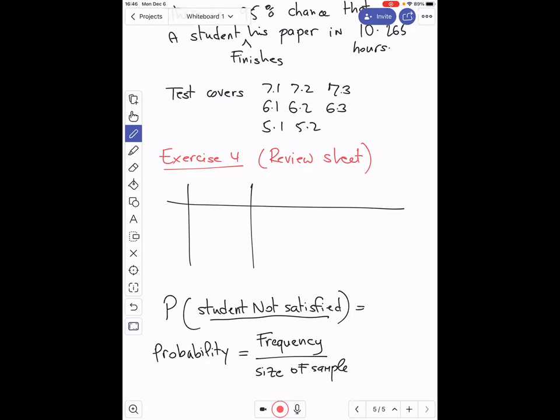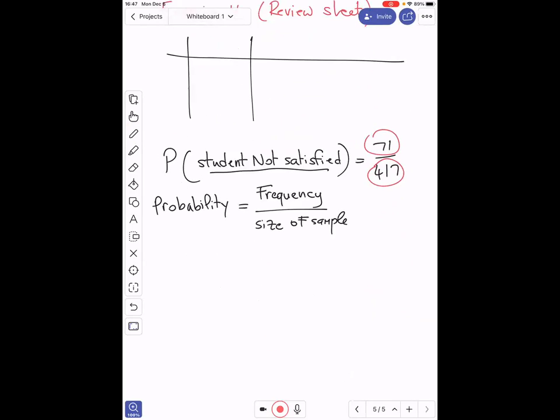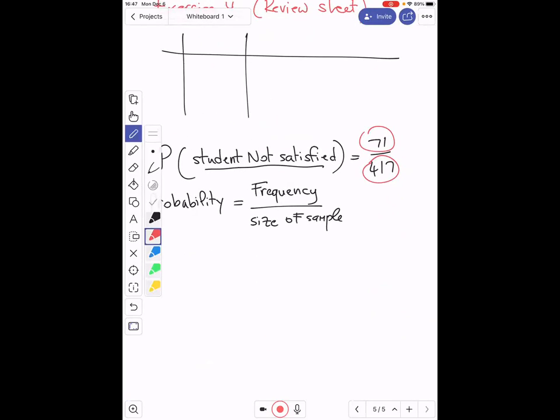You can check the table and see the total number is 71. In the first row, the total of not satisfied is 71. So it's 71 over 417, where we are selecting a random student and the total number of students is 417. This is the size of the sample, the total number of students, and this is the number of not satisfied students, the frequency of the event. So you divide 71 by 417.